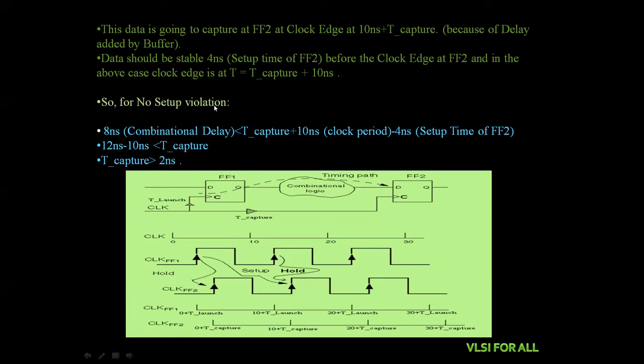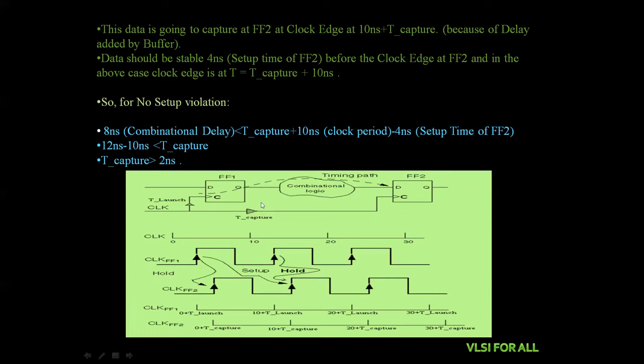The data should be stable 4 nanoseconds before the clock edge at flip-flop 2, and in the above case the clock edge is T capture plus 10 nanoseconds. So the data signal must be stable 4 nanoseconds before T capture plus 10 nanoseconds. The data signal must be stable before T capture plus 10 nanoseconds. So by using the above inequalities, 8 nanoseconds less than T capture plus 10 nanoseconds minus 4 nanoseconds. So after calculating, T capture must be greater than 2 nanoseconds.